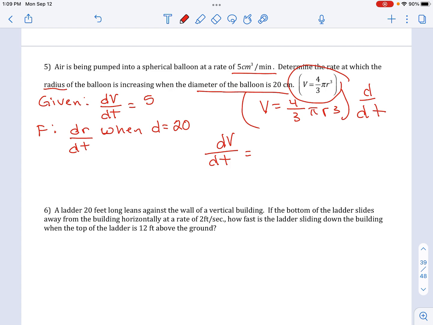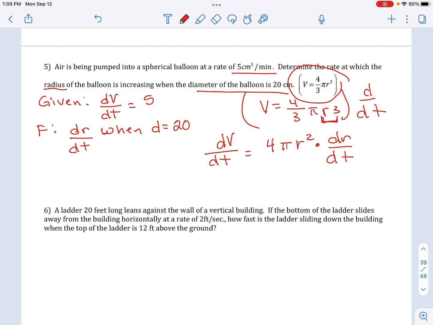The derivative of the right-hand side: this is my only variable, r cubed. So I'm going to bring down the 3, which really cancels with the 3 on the bottom here. So I'm left with 4 pi, which is just a number. Reduce the power by 1. And don't forget, the derivative of r with respect to t is dr/dt.